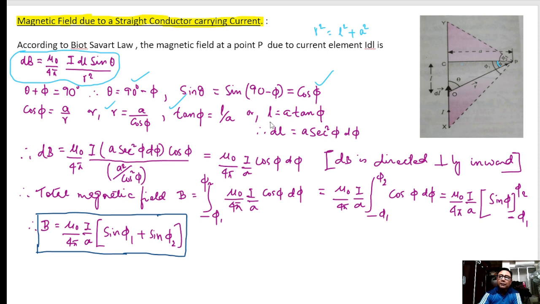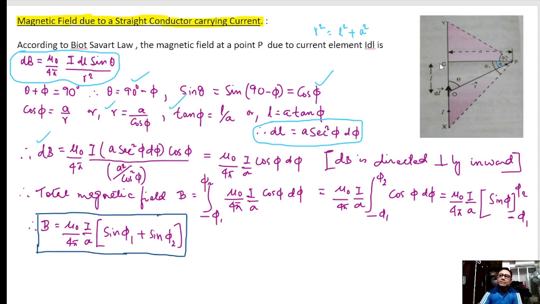Please see, we have differentiated it. Now let us put one by one in the formula. So dB is mu 0 by 4 pi I dl, this is the dl. Instead of dl, we'll put A sec square phi d phi. Instead of sine theta, we have put cos phi. And instead of r square, we will put A square by cos square phi. So which is mu 0 by 4 pi I by A cos phi d phi.